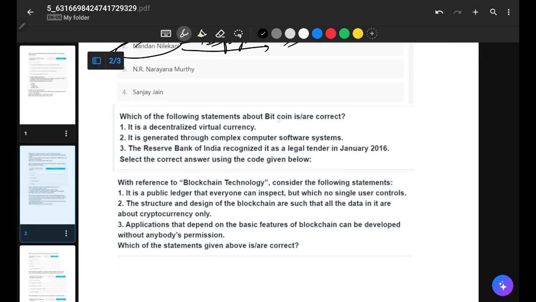Which of the following statements about Bitcoin is correct? It is a decentralized virtual currency. It is generated through complex computer software systems. RBI of India recognized it as a legal tender in January 2016. Pause and try to answer. Okay. This is not a legal tender, so the third option is wrong. It is generated through complex computer systems. Yes. It is a decentralized virtual currency. Yes, because it uses blockchain.